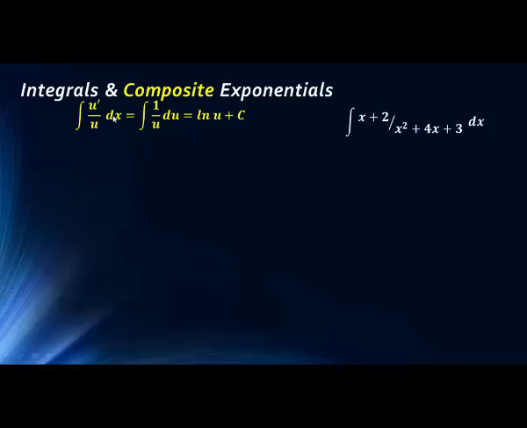Okay, so if I have u prime over u dx, I can do the substitution and write this as 1 over u du, which is the same as 1 over x dx, which of course is the natural log of u plus c. So now let's look at this example. We're going to follow the exact same model, EGIC.